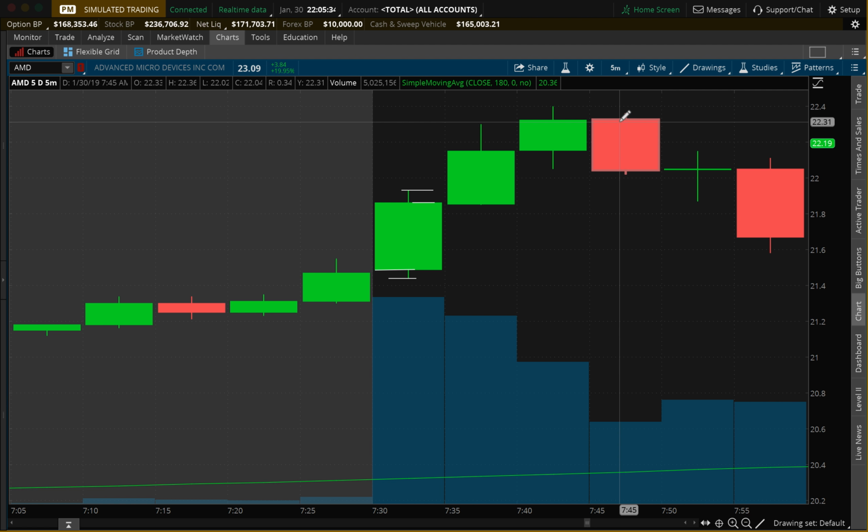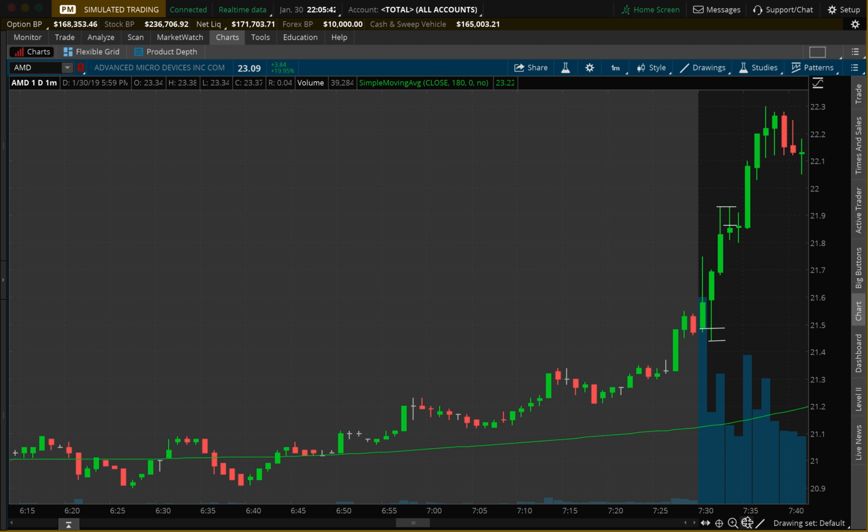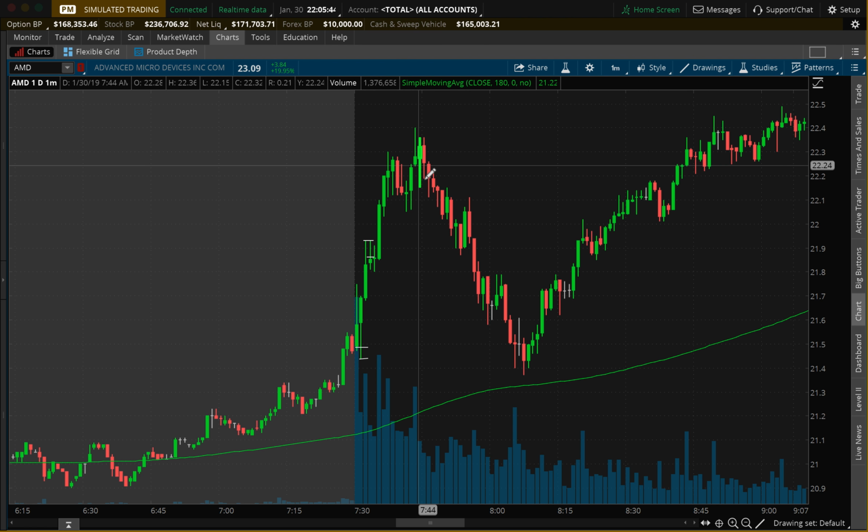You can do the same thing for red candles right here. See this big red candle? If we went to the 1 day, 1 minute chart, let me zoom out a bit. You can see right in that area was a bunch of red candles. The high would be up here, the low would be somewhere around this area for that 5 minute candle.